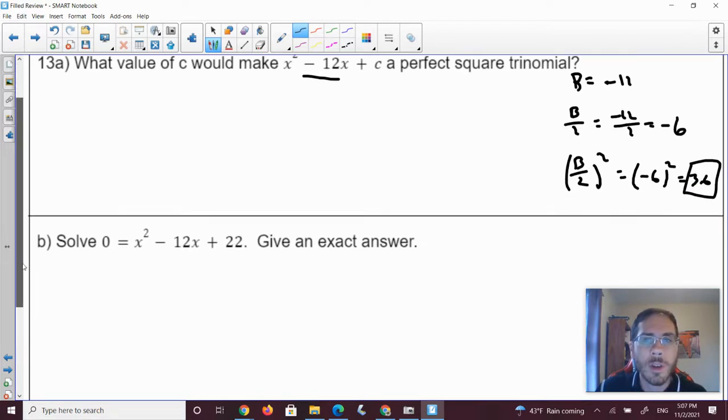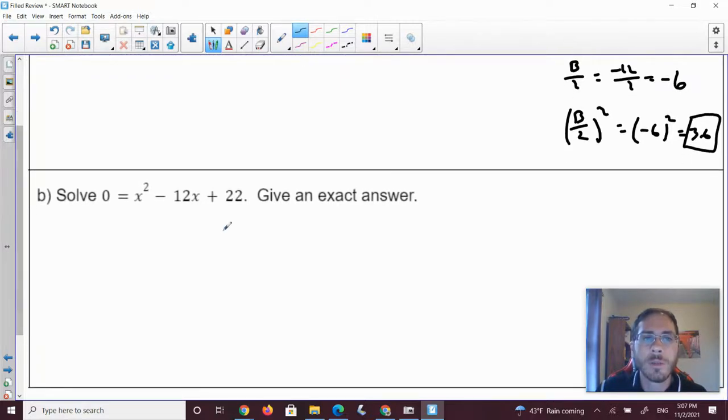Part B, solve 0 equals x squared minus 12x plus 22, give an exact answer. So we have a choice here. We can use either the quadratic formula or completing the square. For this one, I'm probably going to recommend completing the square because we've already done most of the work for completing the square, so we may as well finish it up that way.